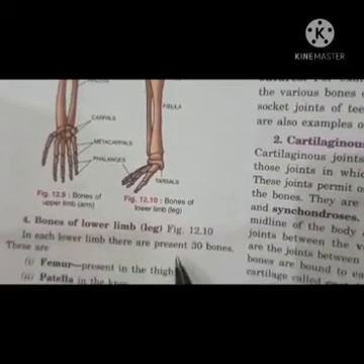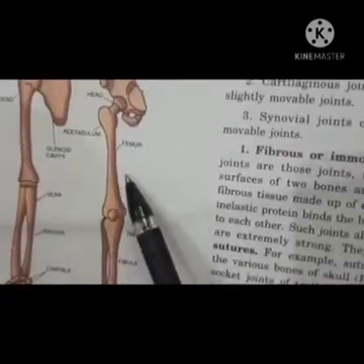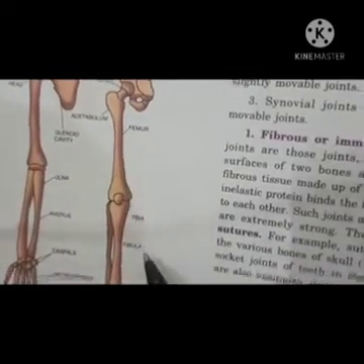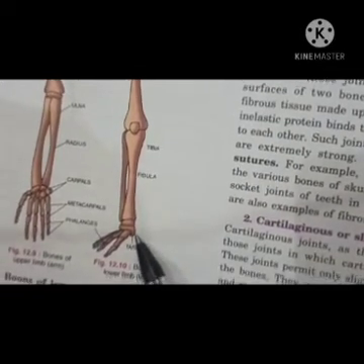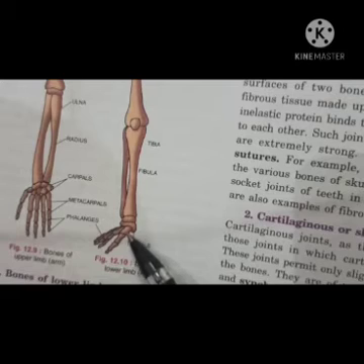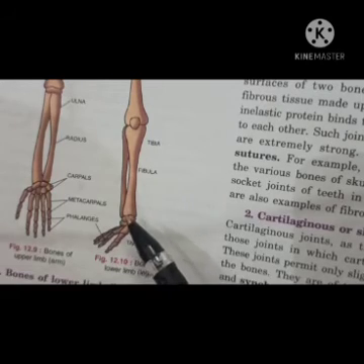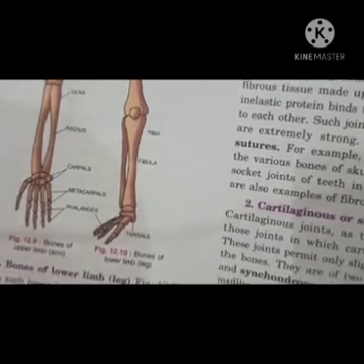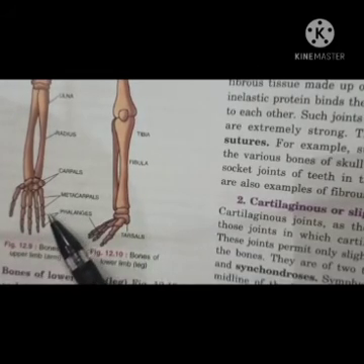Next is your bones of the lower limb. It also consists of 30 bones. First is your what? Femur. Just look here. This is your femur or thigh bone. Second is your tibia and fibula, 2 bones are there. Then how many? 7 tarsals, 5 metatarsals, and 14 phalanges. So total how many bones are in the lower limb? That is your 30 bones present in the lower limb and 30 in the upper limb.